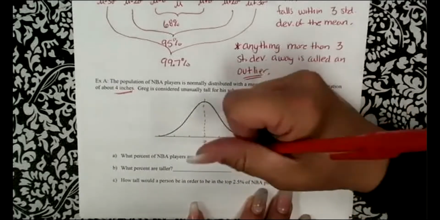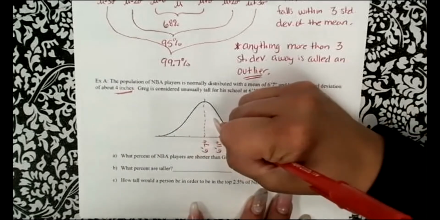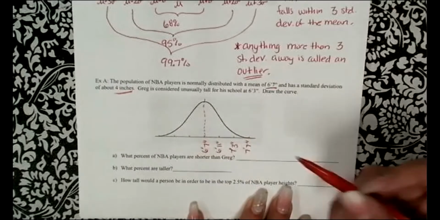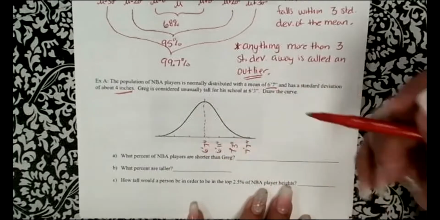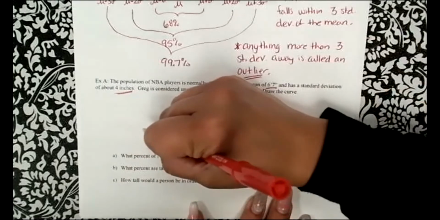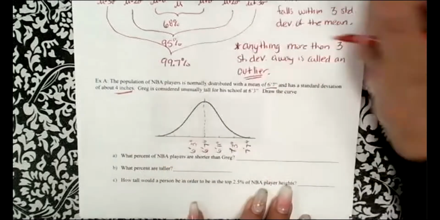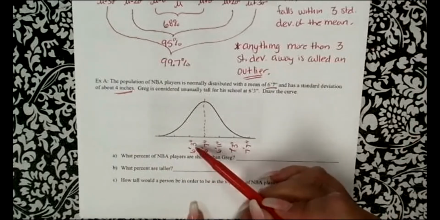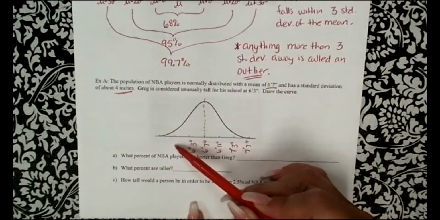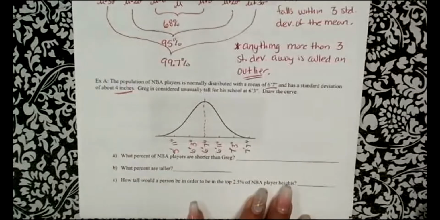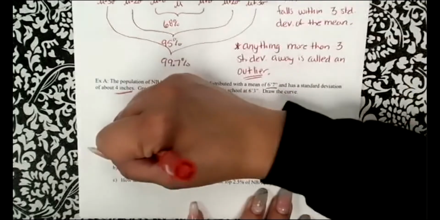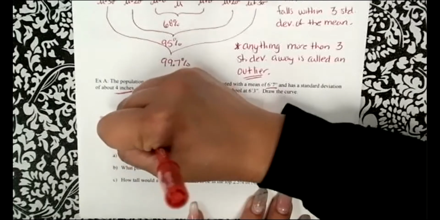Add another 4, that's going to be 7'7". If I subtract a standard deviation, I'm going to subtract 4, so that's 6'3". Now, if you subtract 4 again, keep in mind, you're not going to write a -1. You're going to go down to 5 feet, 11 inches, and then subtract another standard deviation, so subtract another 4, so that's 5'7".